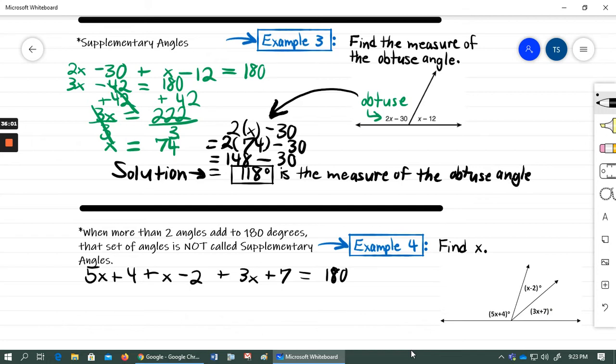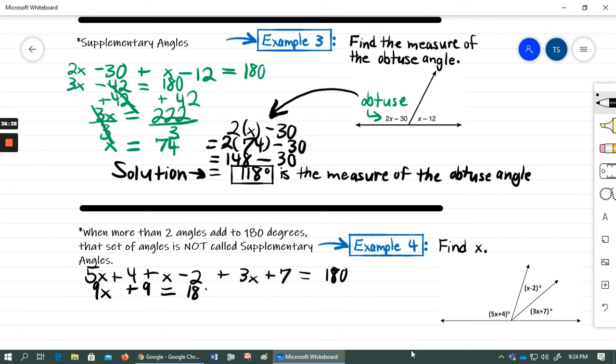All right, so let's go ahead and finish solving for x here. Let's combine our like terms. Let's put all of the x's together on the left side of the equation. We've got 5x, 1x, and 3x. 5, 1, and 3 gives us a total of 9x. Let's put together the constant terms. We've got positive 4, negative 2, and positive 7. When we put those together, we get positive 9, or plus 9. And so it gives us 9x plus 9 on the left side of the equation.